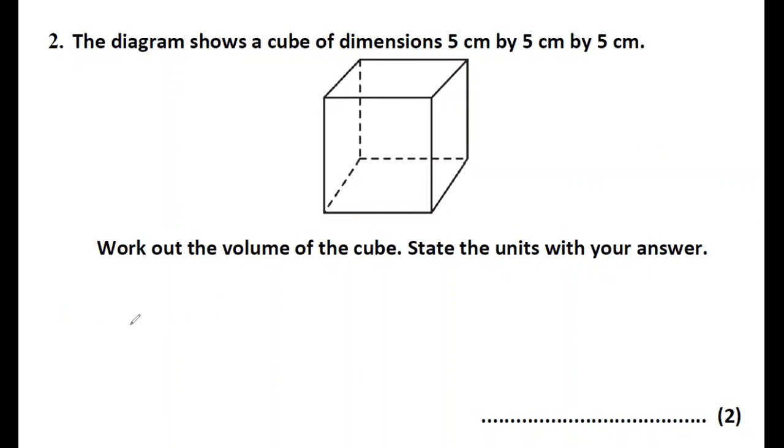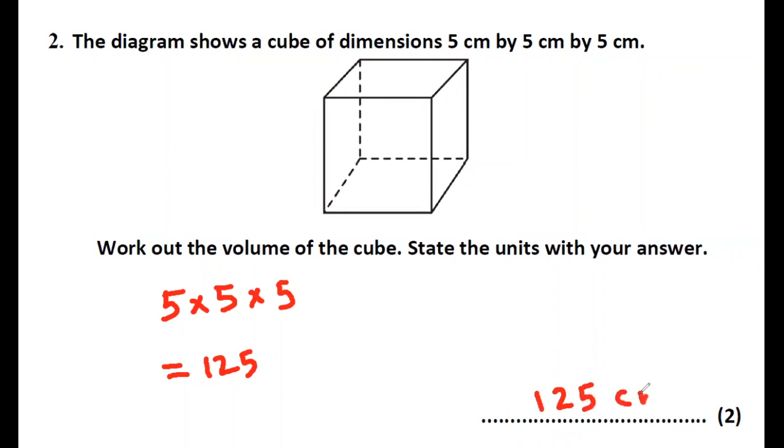Let's move to question number two. The diagram shows a cube of dimensions 5 centimeters by 5 centimeters by 5 centimeters. Work out the volume of the cube. State the units with your answer. So we need to write length times width times height. 5 times 5 is 25, and 25 times 5 is 125. The answer should be 125, but again, the unit is going to be centimeter cubed, and you must remember this, volume is always unit cubed.